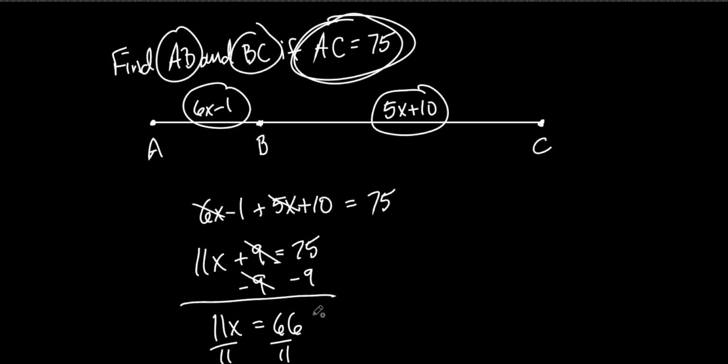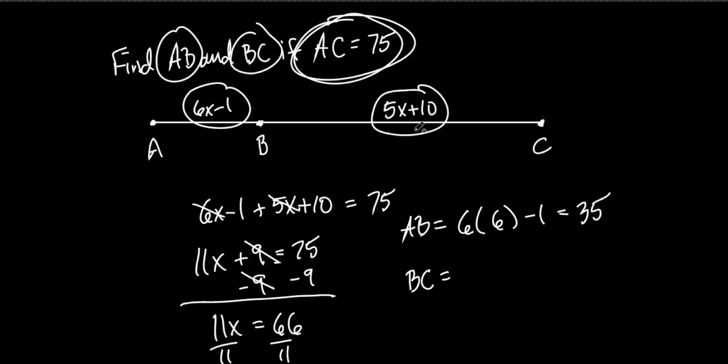Okay, so I got to take AB. What was AB? 6x minus 1. So I'm going to put 6 times what? 6. 6 minus 1. And what's that? This is AB. 36 minus 1 is 35. 35. Okay? And then what about BC? 40. Oh, yeah.